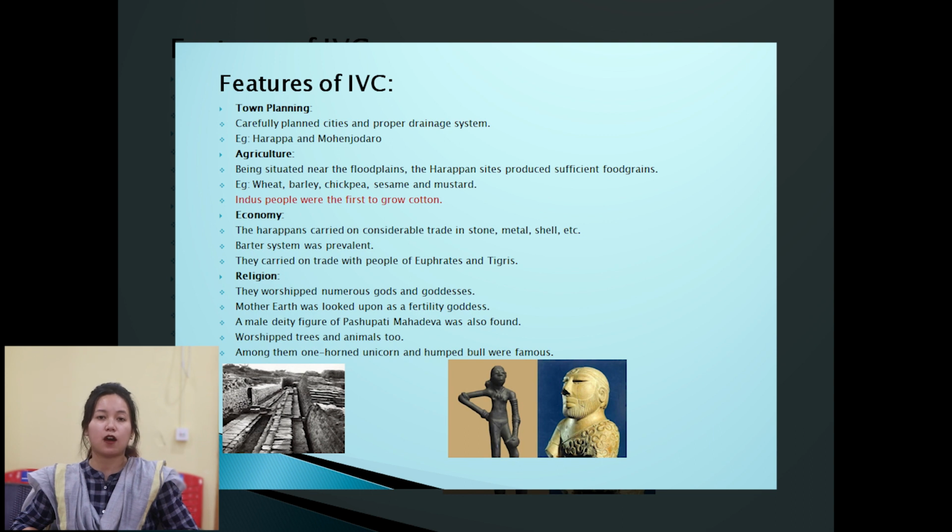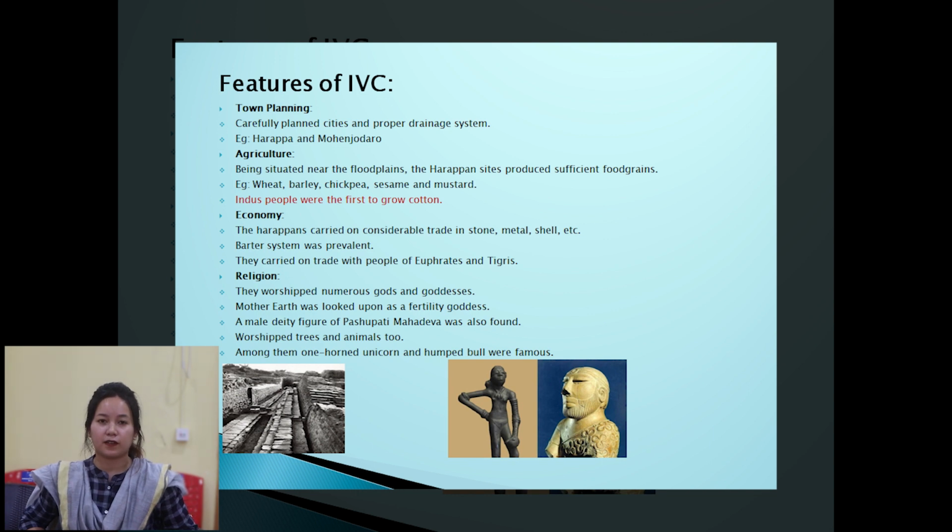When archaeologists did excavations, they found figures of Pashupati Mahadeva, that is a proto form of Lord Shiva. Then they found some seals of a humped bull and a unicorn. It was believed that the people used to worship all these imaginary figures.